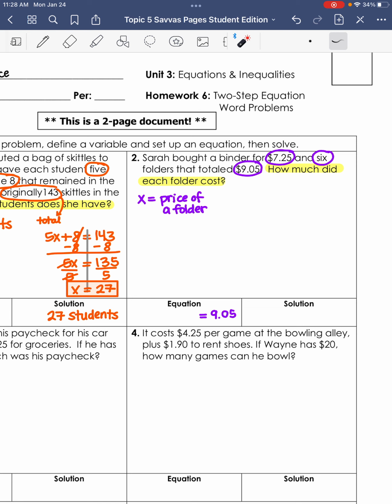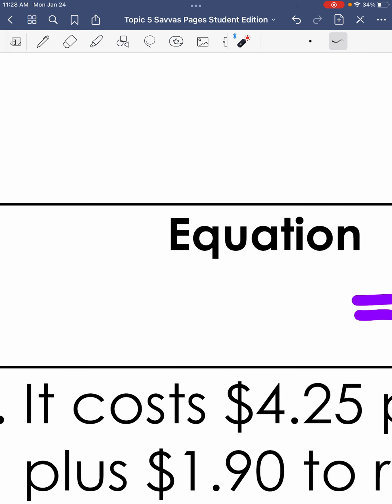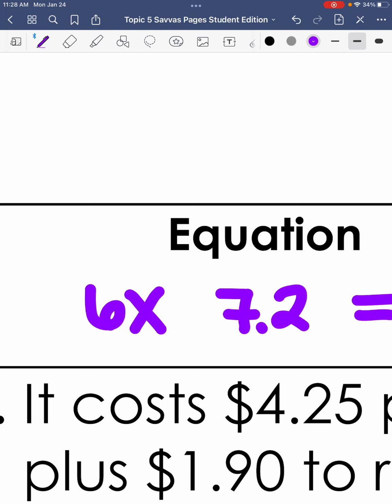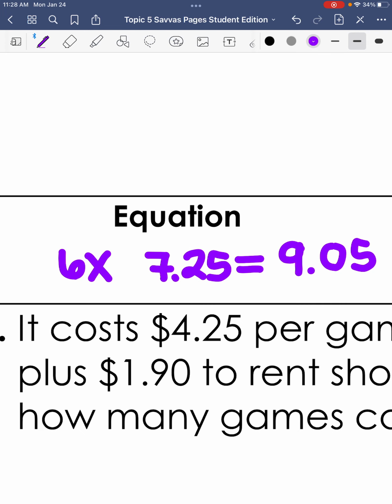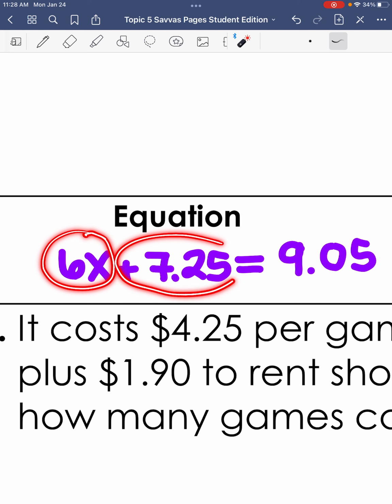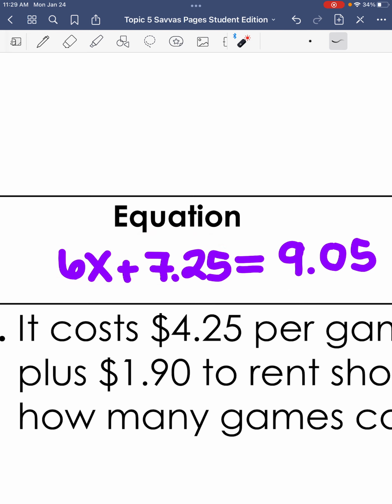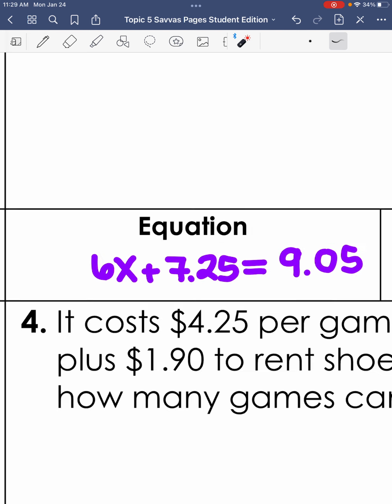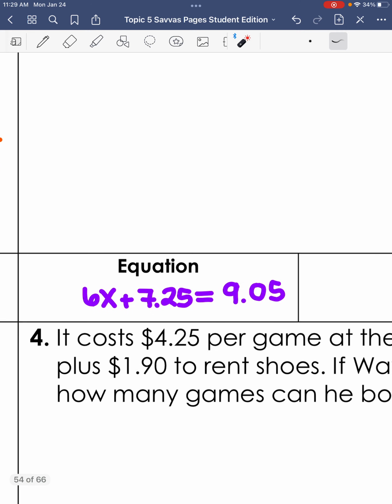If I think about it that way, I know then that my 6 has to be attached to the x. So we're going to have 6x, and we know the binder costs $7.25. So what operation connects those two pieces? Well, hopefully you said addition, because whatever she spends on the folders plus what she spent on the binder should equal her total $9.05. Now, that is an equation you know how to solve.